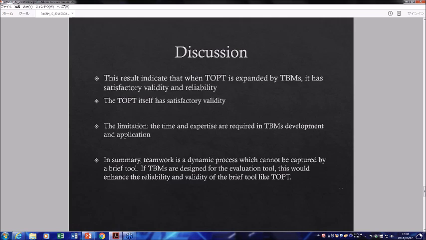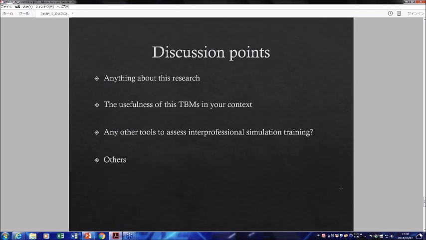Okay, let's move on. The last slide, discussion points. I hope you understand this journal article, and I'd like to talk about it, if you have any questions or any ideas about this research. I'd like to discuss that.